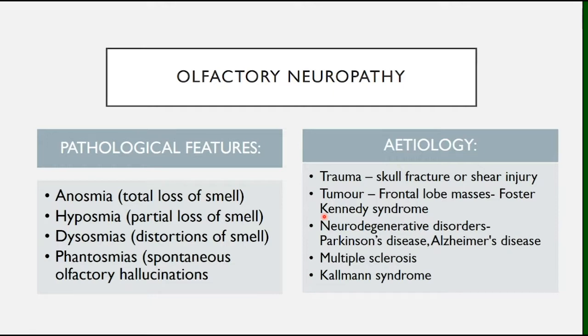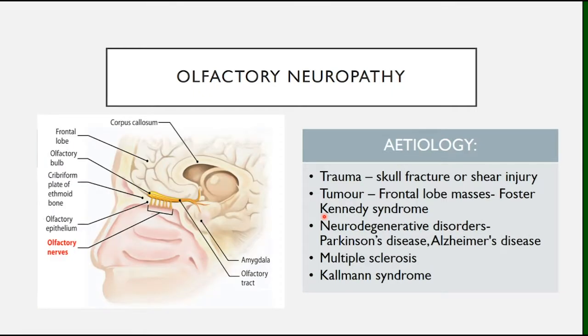So, with olfactory neuropathy, you can get anything from anosmia, hyposmia, dysosmia, or you can also get phantosmias, which is spontaneous olfactory hallucinations. I just wanted to display this so you can see that the olfactory nerve fibers go through the cribriform plate and then join the olfactory bulb, and then the nerve travels to the temporal lobe, and that's why even when you get temporal lobe epilepsy, you can get olfactory hallucinations.